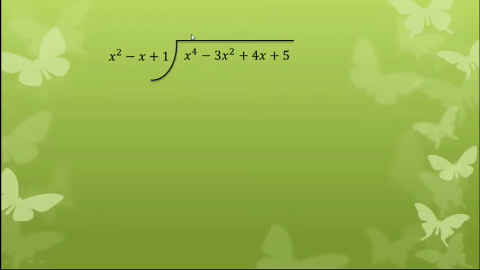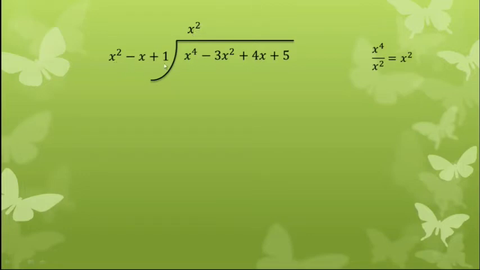Same thing here. So first we will observe the first term, that is x to power 4 of p(x), and the first term of g(x) is x square. So we need to multiply by that variable by which we will get either equal to x to power 4 or less than x to power 4. So what will we do? We will divide x to power 4 by x square. So when we divide, we will get x square. So we have written here x square.